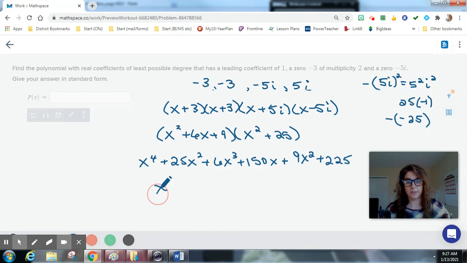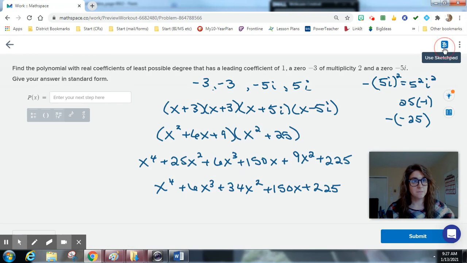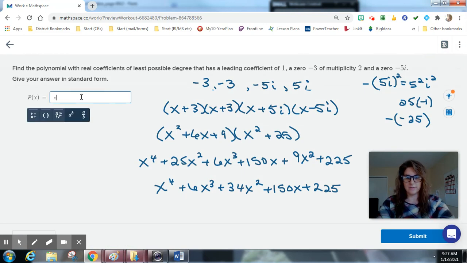And then we clean it all up. So we have x to the fourth plus 6x cubed plus 34x squared plus 150x plus 225. So barring that I didn't make any mistakes here, that should be our polynomial.